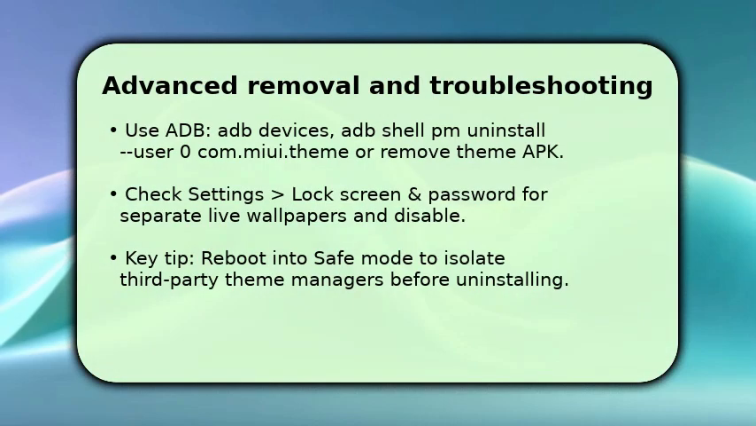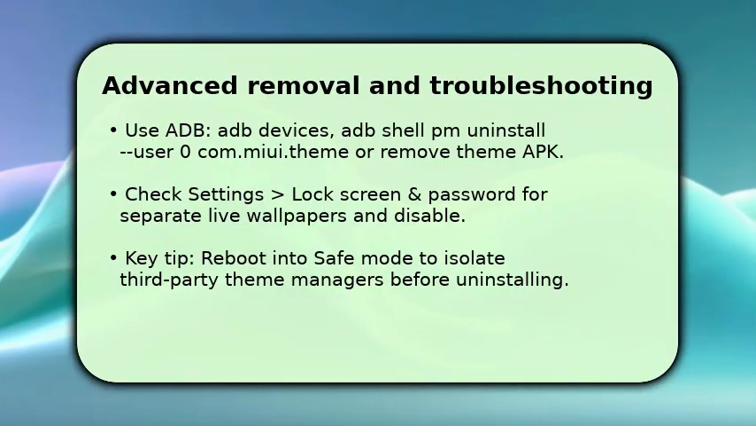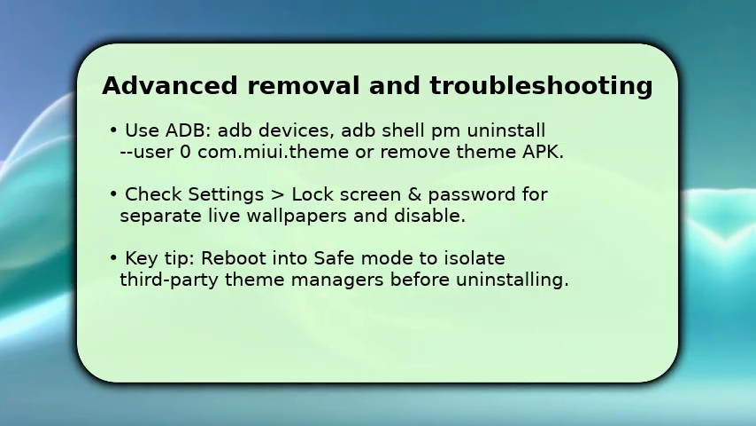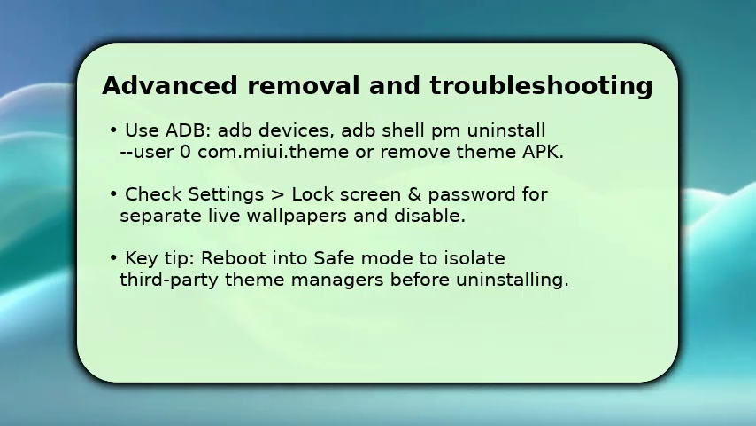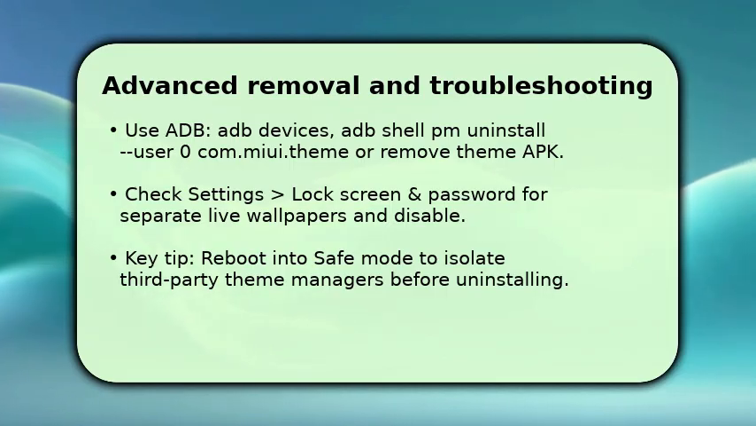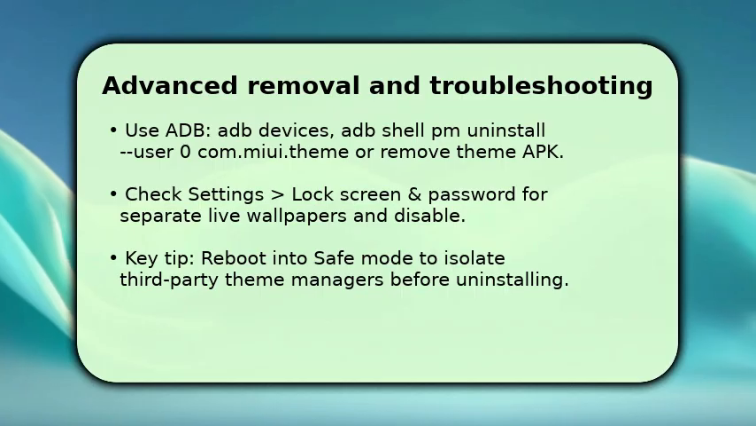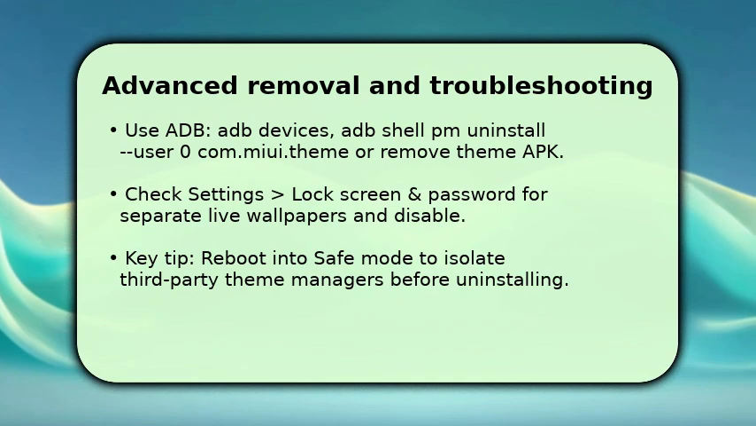You finish by handling stubborn cases with advanced methods. If the theme still resists, use ADB from a computer. Enable USB debugging, confirm adb devices, then uninstall theme packages or remove the theme APK. This forces removal at system level. Also check lock screen and wallpapers because live wallpapers can be separate and must be disabled. If problems persist, boot into safe mode to isolate third-party theme managers, then uninstall them. If nothing works, restore your backup or factory reset as a last resort. Make sure you save data first.